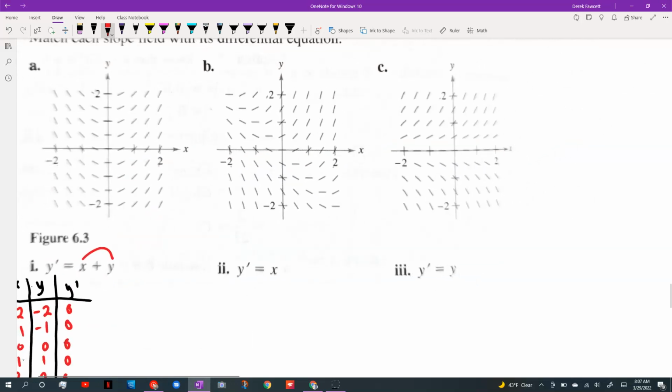So if you look at these, okay, at this, nope. Yeah, look at that, right? Those slopes are 0. So 0, 0, 0, 0, 0. So we know that this matches figure B. And then for the other two, remember I talked about if there is no y, then the slopes are the same vertically.